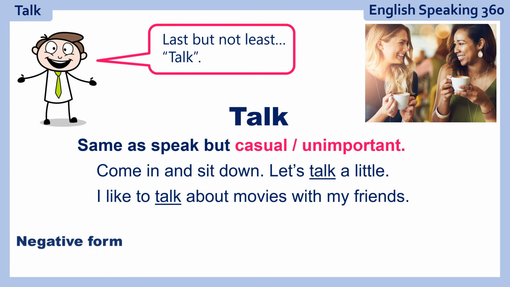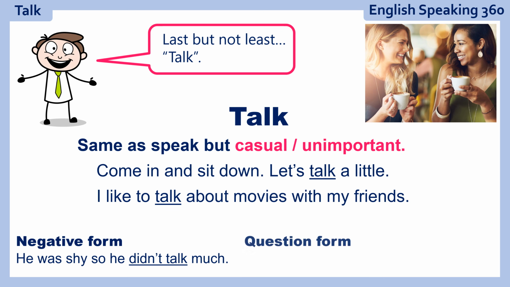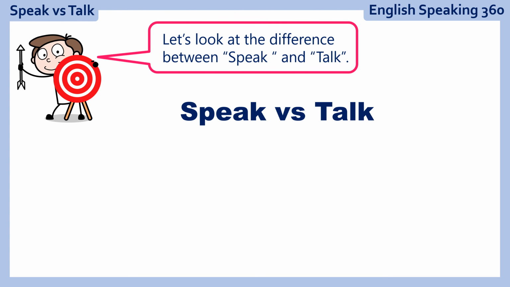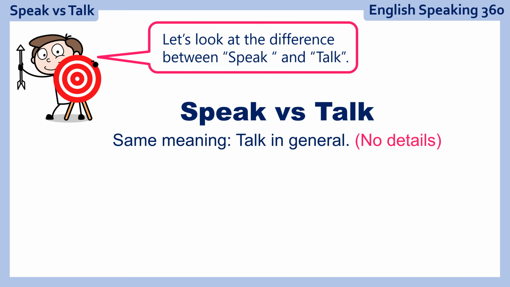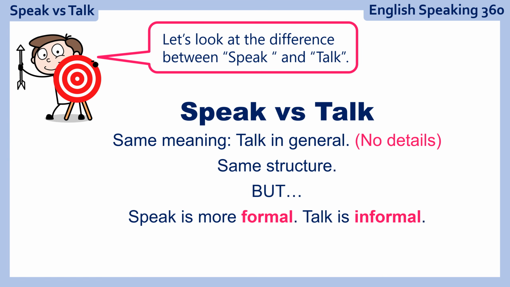The negative form, he was shy, so he didn't talk much. And the question form? What did you talk about on your first date? Now let's take a look at the difference between speak and talk. They have the same meaning. It means to talk in general. There are no details. We don't know what words were said. Also, they have the same structure, but speak is more formal, talk is informal.